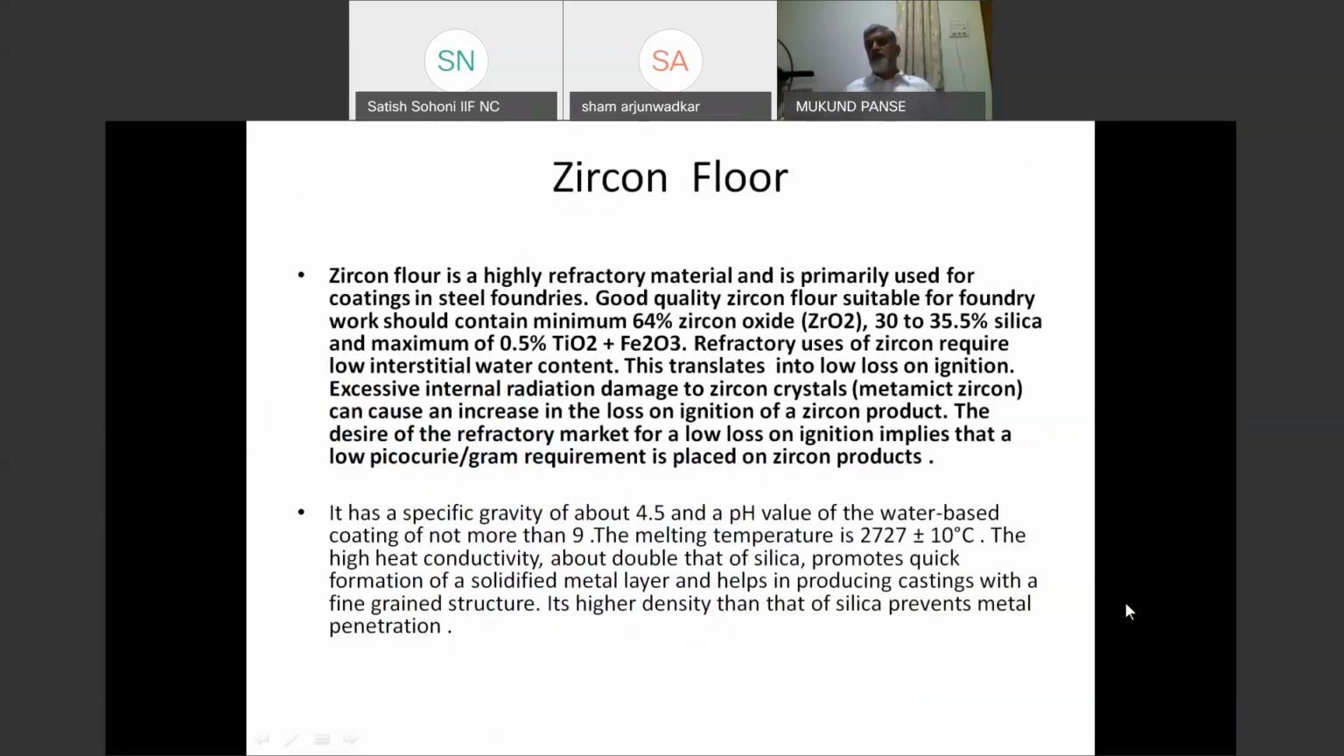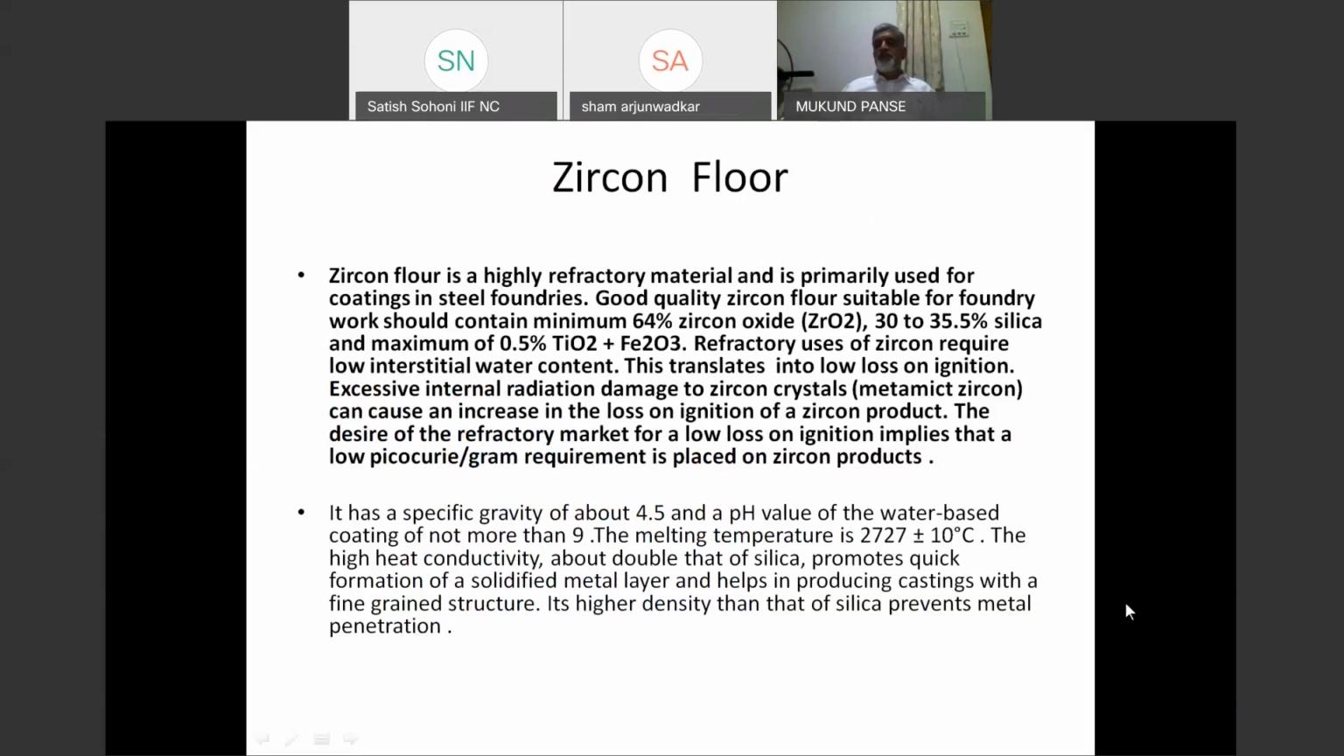We'll consider what the different refractory materials normally used in steel casting are. The best is zircon flour. It has the best of characteristics. As discussed while discussing sands, it has good refractoriness, excellent fusion point, very high conductivity, very low expansion. Everything good is there except cost, naturally.